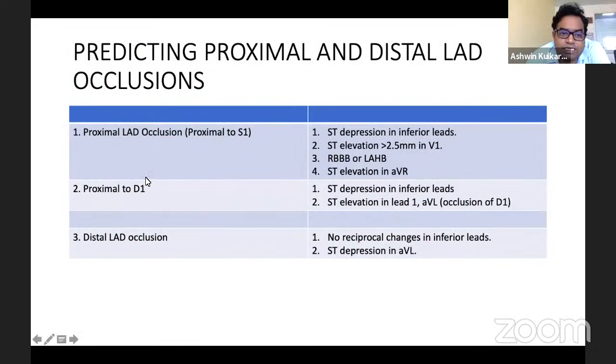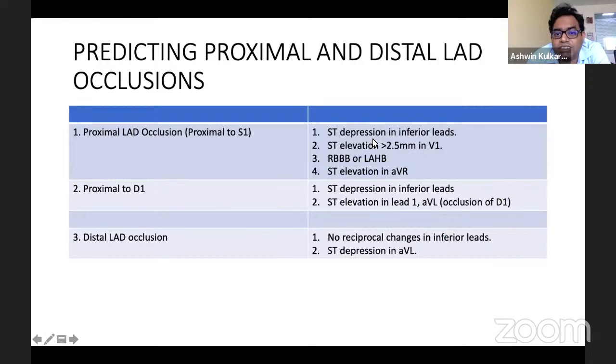So this is an important slide, especially postgraduates can pay attention here. In proximal LAD occlusions, you have ST depression in the inferior leads since there are reciprocal changes, and ST elevation of more than 2.5 millimeter in V1. There can be right bundle branch block or left anterior hemiblock and ST elevation in AVR. So whenever you see an extensive AMI, please look at if there is a RBBB there. Generally, it shows a poor prognosis. And if there is ST elevation in AVR, it shows a very proximal occlusion. Almost it can be a left main coronary artery occlusion also.